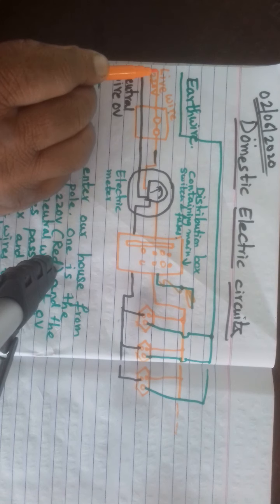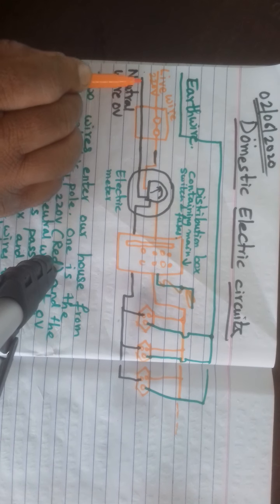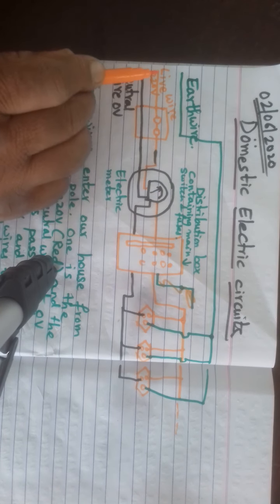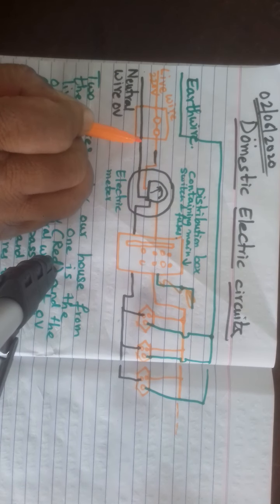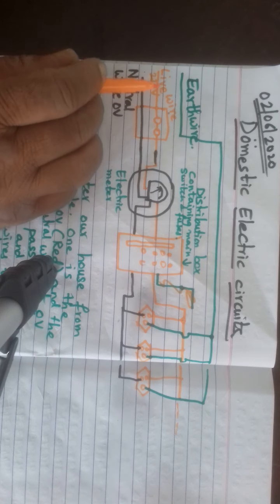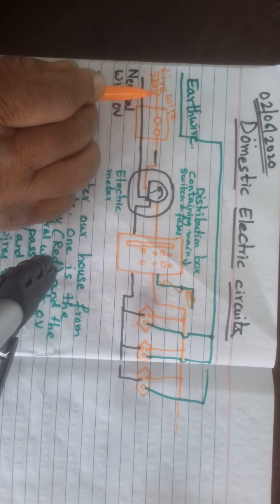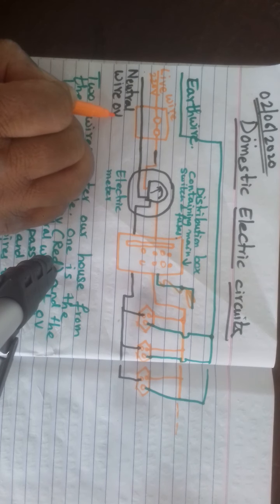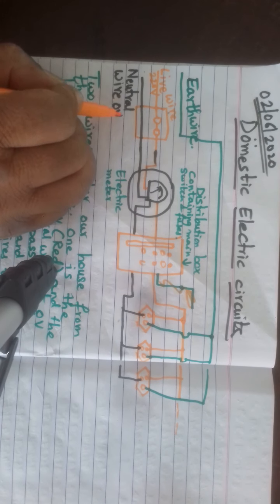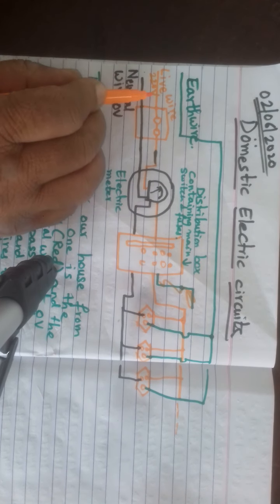Now see, these are the two wires. One is the red wire, the other one is the black wire. The red wire is called the live wire. The black wire is called the neutral wire. The live wire is at 220 volts electric potential. The neutral wire is at 0 volts electric potential.